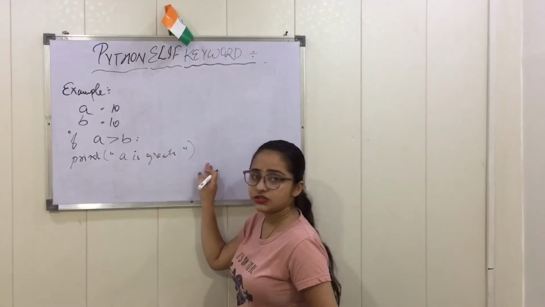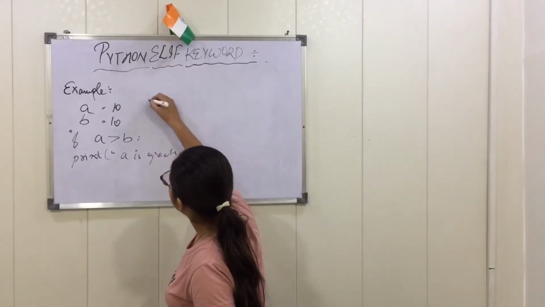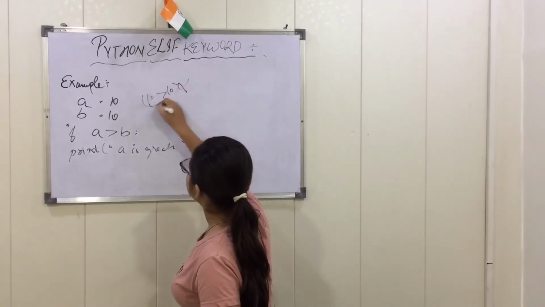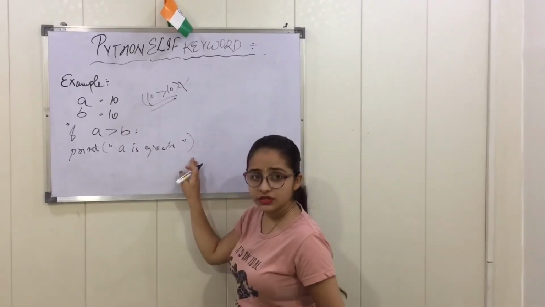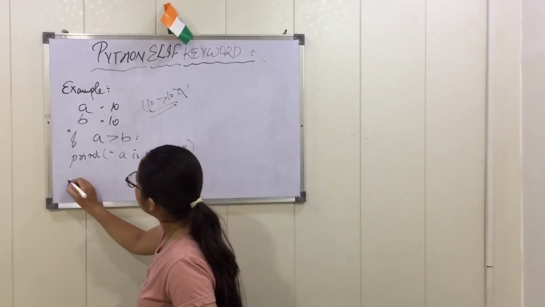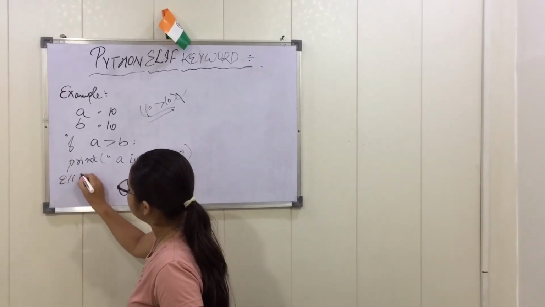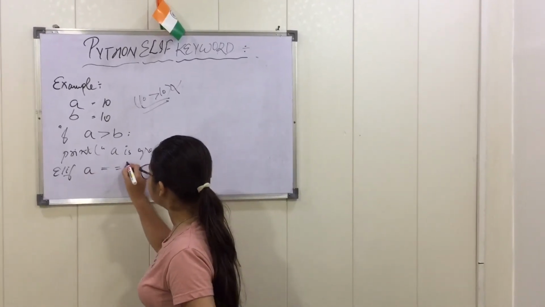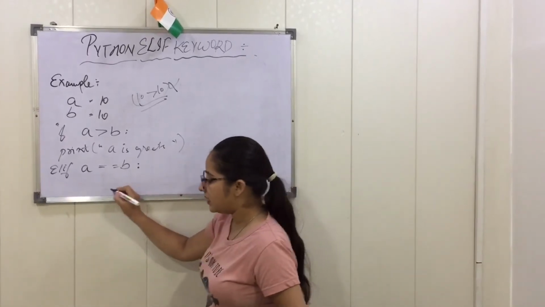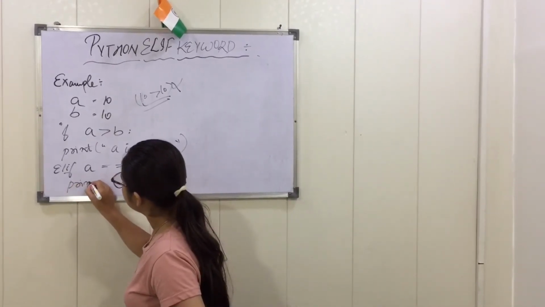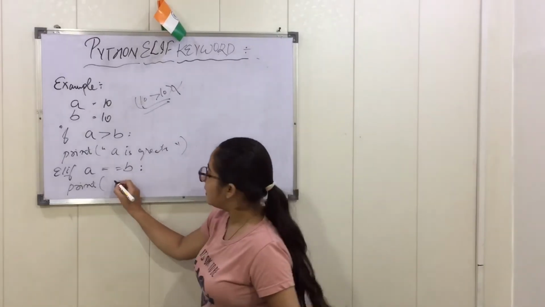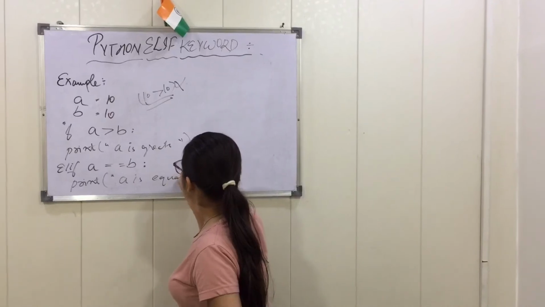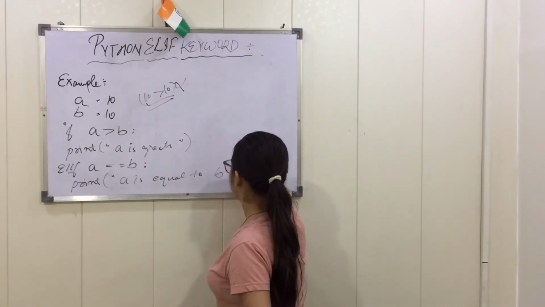Suppose this condition is not true. We'll check here, 10 is, so this is our statement, and it is false because the values are equal, so it will check the second condition. Now we'll use the elif keyword, in which I am asking that if my A value is equal to the value of B, then print that A is equal to the value of B.